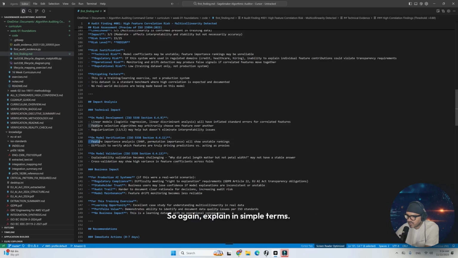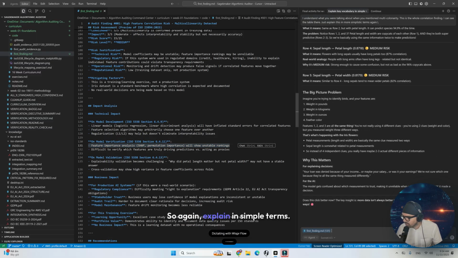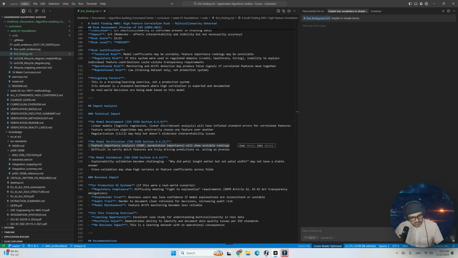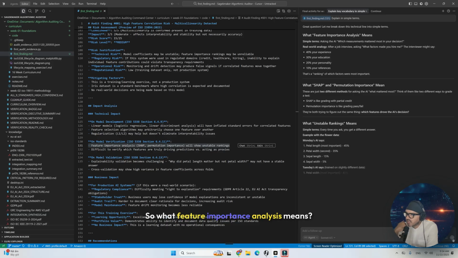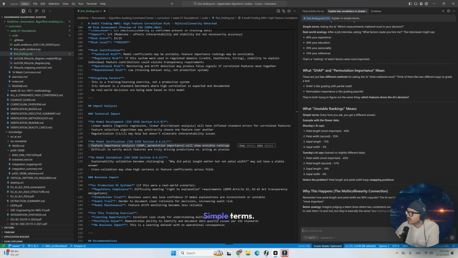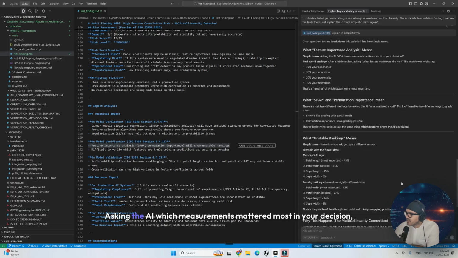Let's have a look at what this means. So again, explain in simple terms. What does feature importance analysis mean? In simple terms, asking the AI which measurements mattered most in your decision. Real world analogy: after a job interview, asking what factors made you hire me. The interviewer might say 40% your experience, 30% your education. That's a ranking of which factors are most important.